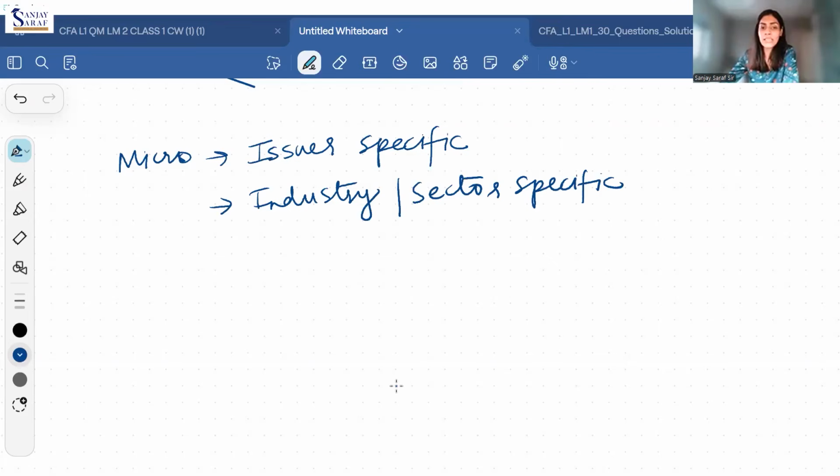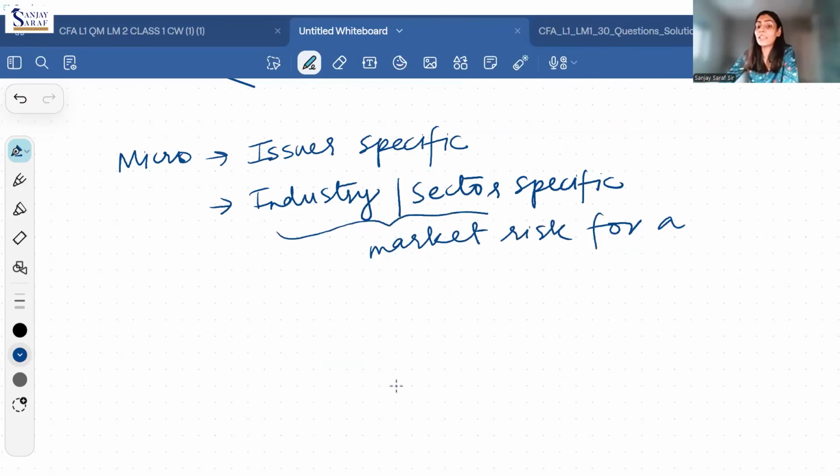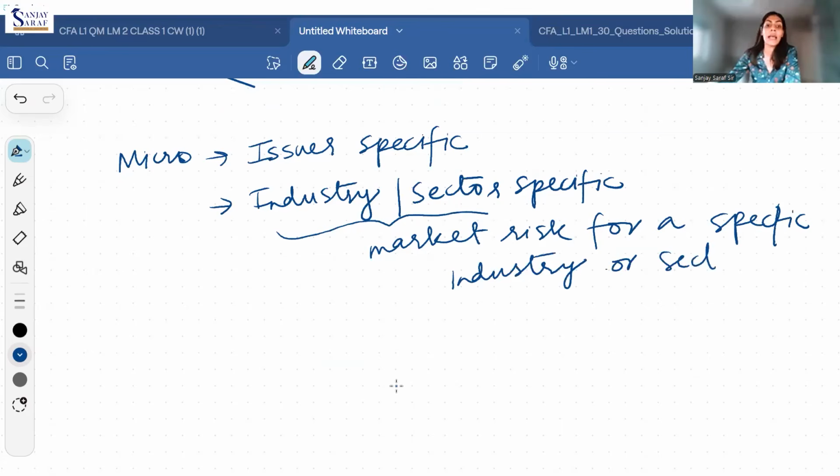Now the industry and sector risk is very similar to market risk, lekin instead of the whole market, we are only talking about a specific sector or the industry that company or that issuer belongs to. Okay. And issuer specific risk can either come from his day-to-day business, any changes in his day-to-day business.